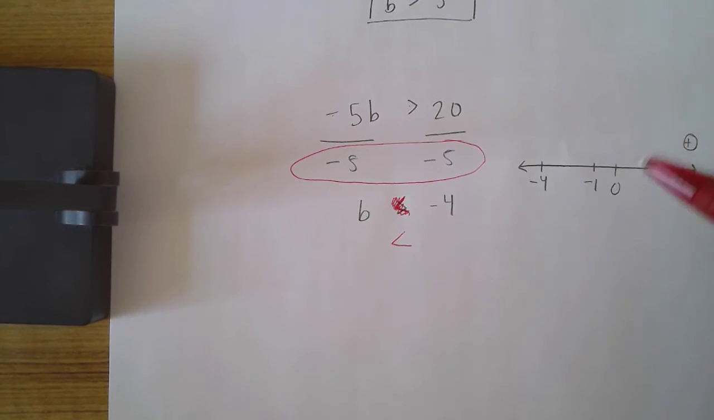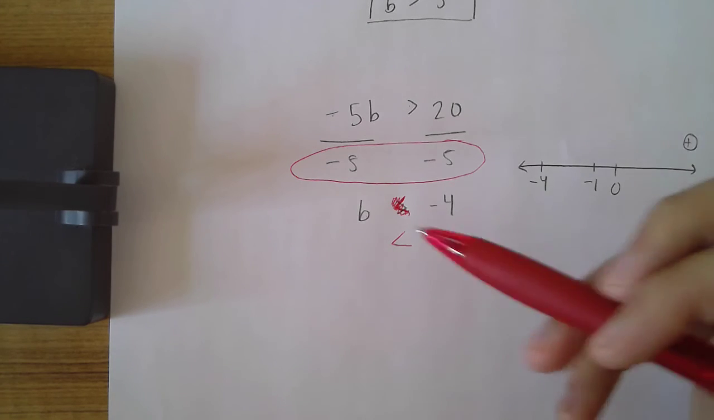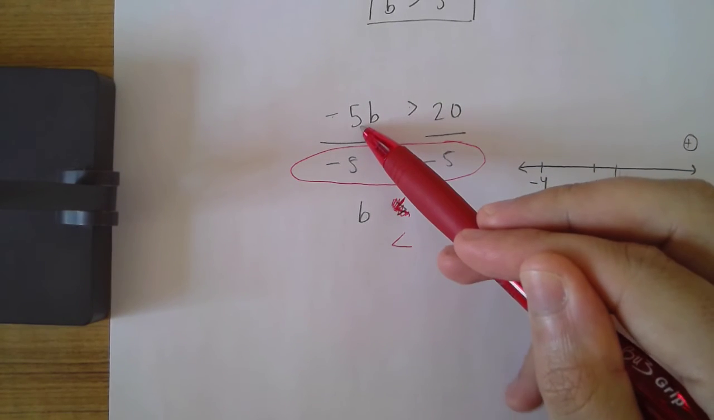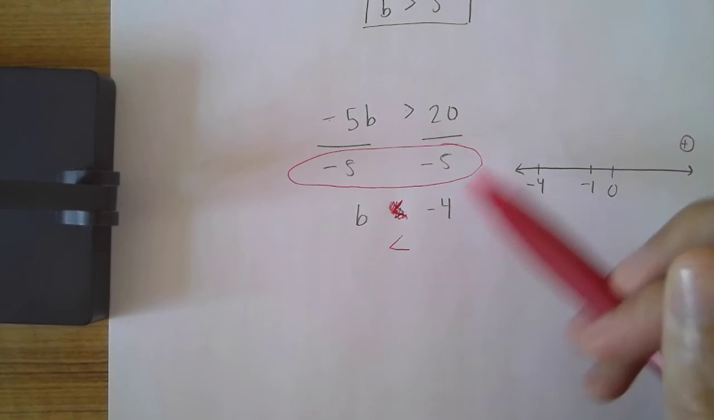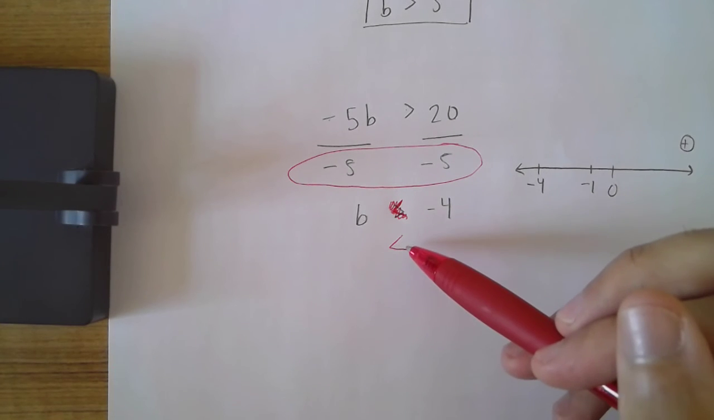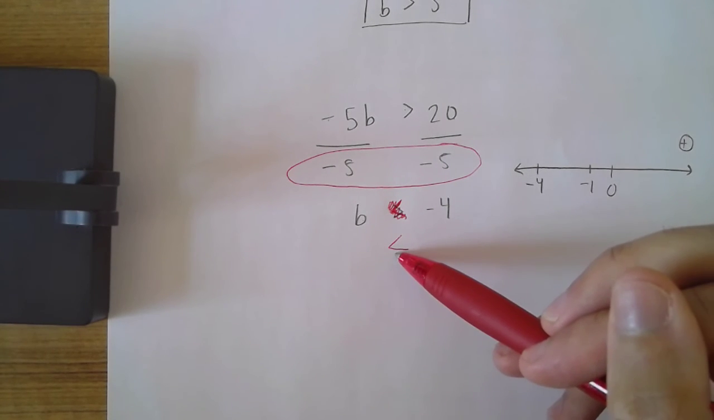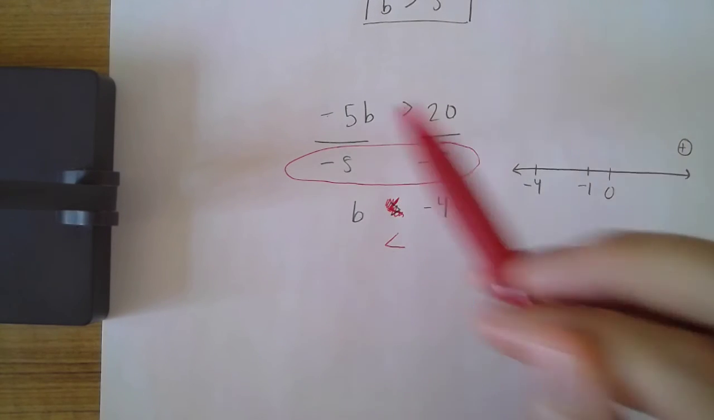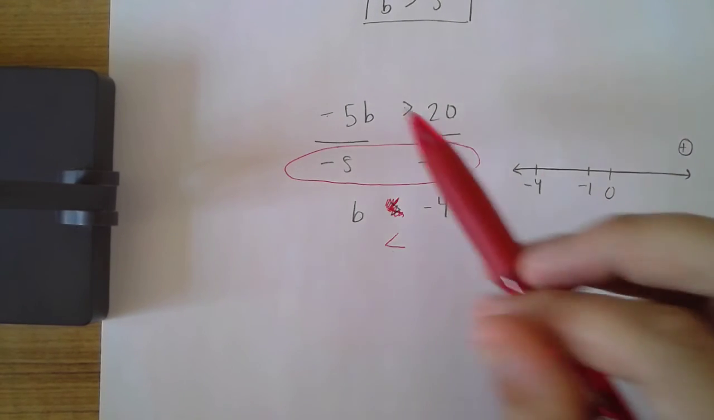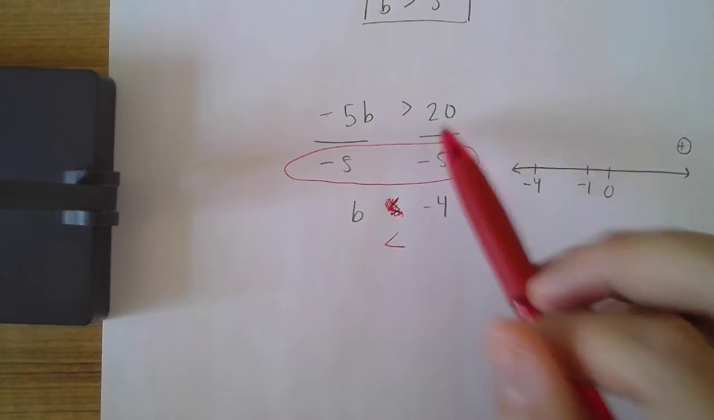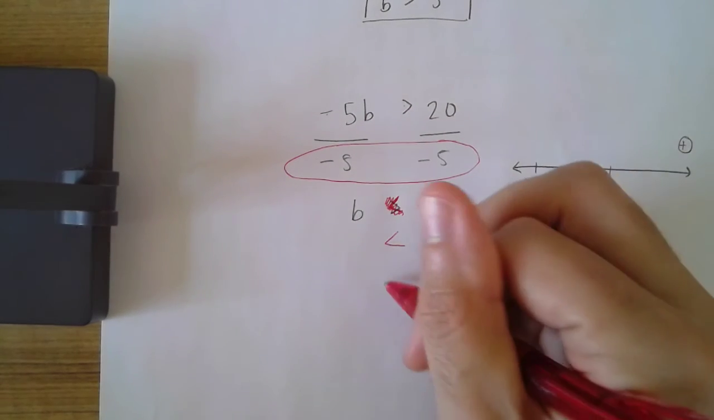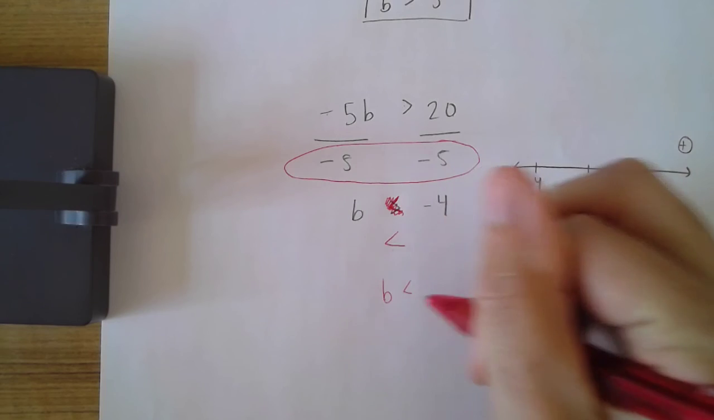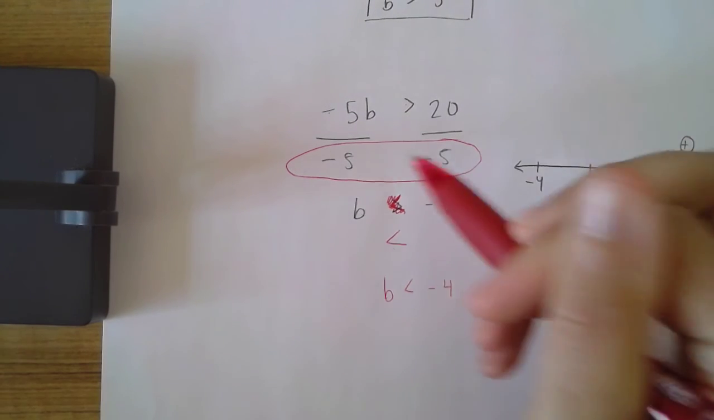A number that is less than negative 4, let's say, is negative 10. Negative 10 times negative 5 will get me to 50, and 50 is greater than 20. So far, so good. Now a number that is not less than negative 4, let's try negative 2. If I do negative 5 times negative 2, that will get me to a positive 10, and 10 is not greater than 20, which means that I know my answer is correct. B is less than negative 4.